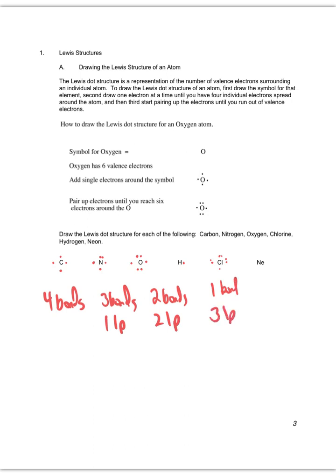And then neon, you start with 4, and then you add 4 more because it has 8, and that shows neon's full to the octet. Neon's useless. We won't ever talk about it again.